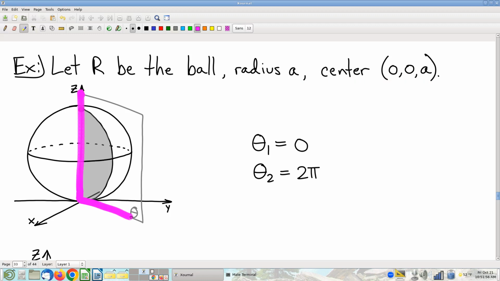here's a theta slice. Right? Notice that theta slice looks kind of like this. It's a half disc, and I appeal to your intuition for the picture. Goes all the way around. So 0 to 2 pi. Okay. All right.